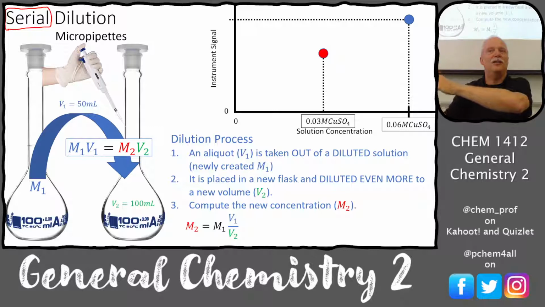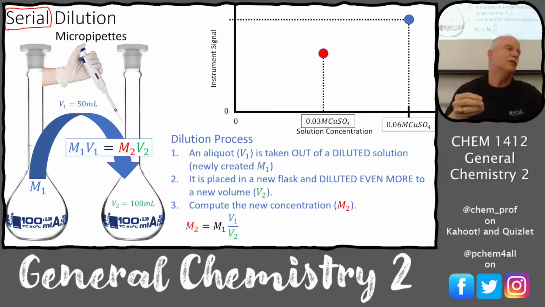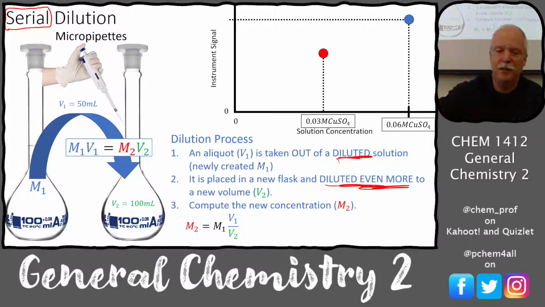So we took stock solution, made a dilute solution. Then we use the dilute solution like we use the stock solution. So we start with the dilute solution and make a more dilute solution. And that's what the serial part is. It's a series of dilutions. So an aliquot is taken out of the diluted solution, placed in a new flask, and diluted even more. So that's the serial part. And so we've got, again, a 1 to 2, but this time the original is 0.03 molar copper sulfate.